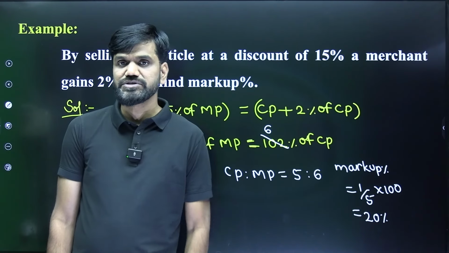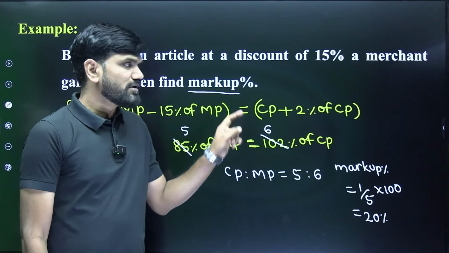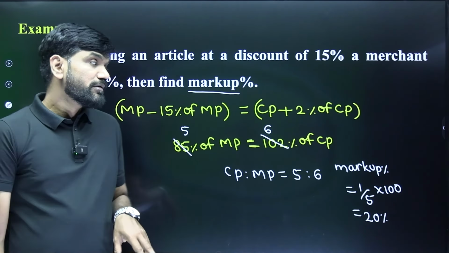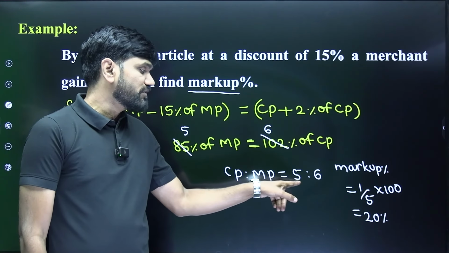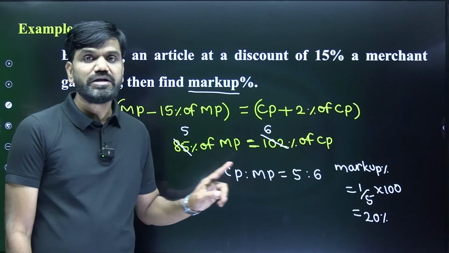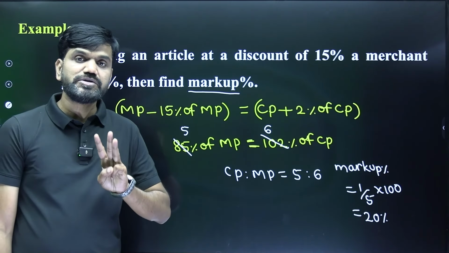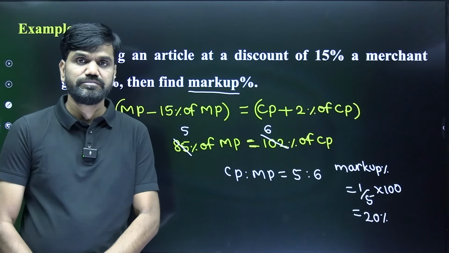There are 3 types of questions that can come over here. One, they can ask you for markup percent. Second, by giving you the relation and by giving you one of the CP or MP, they will give you CP and ask you for MP, or they will give you MP and ask you for CP. These are the 3 possible types of questions that can come based on this model.